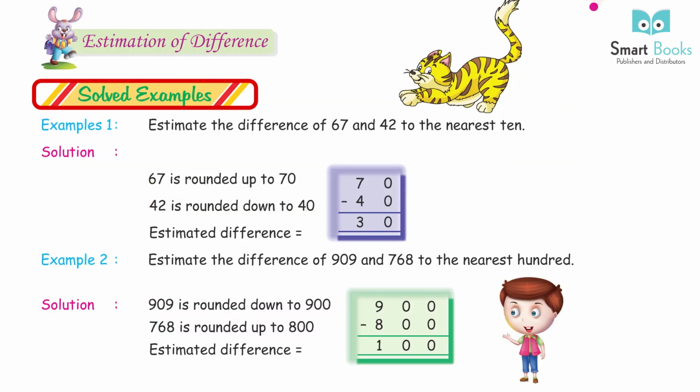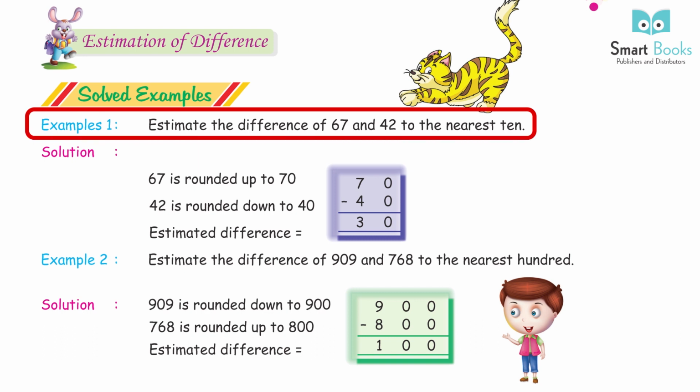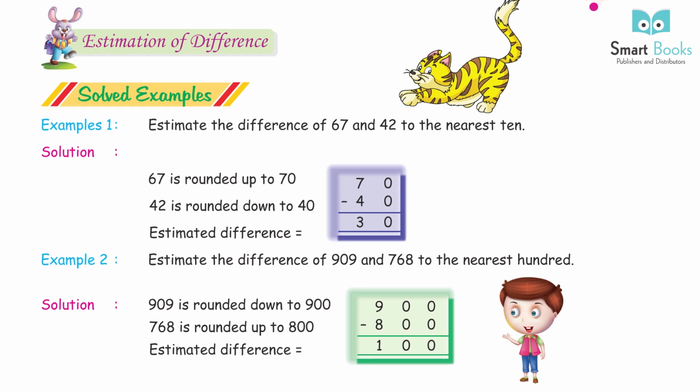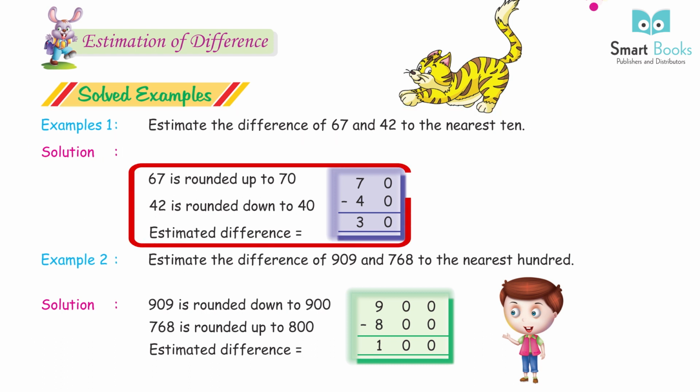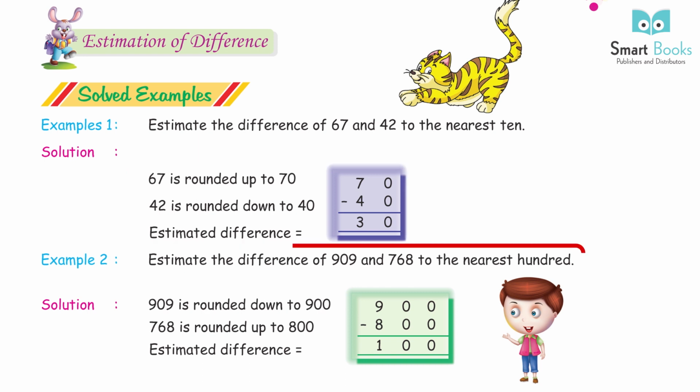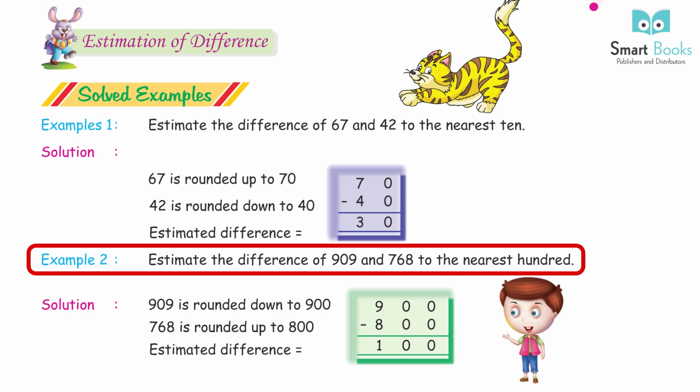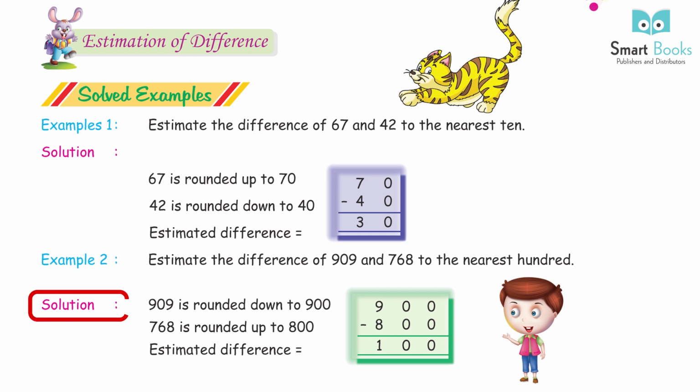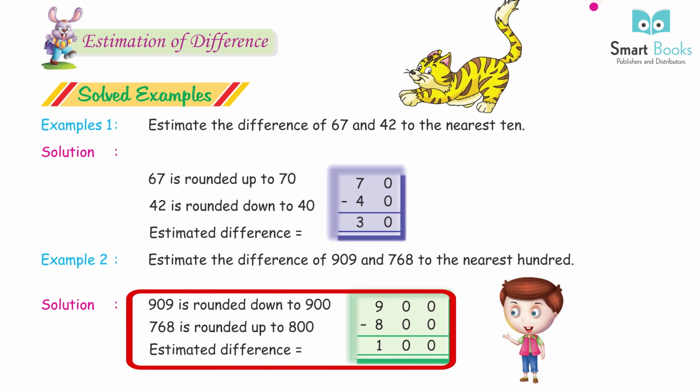Estimation of difference. Solved examples. Example 1. Estimate the difference of 67 and 42 to the nearest 10. Solution. 67 is rounded up to 70. 42 is rounded down to 40. Estimated difference is equal to 30. Example 2. Estimate the difference of 909 and 768 to the nearest 100. Solution. 909 is rounded down to 900. 768 is rounded up to 800. Estimated difference is equal to 100.